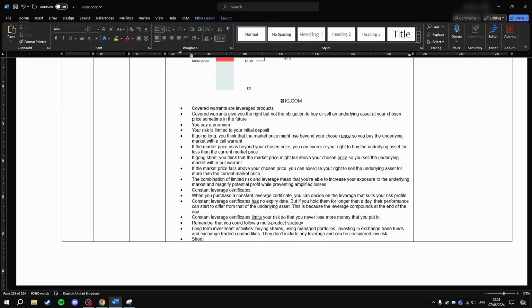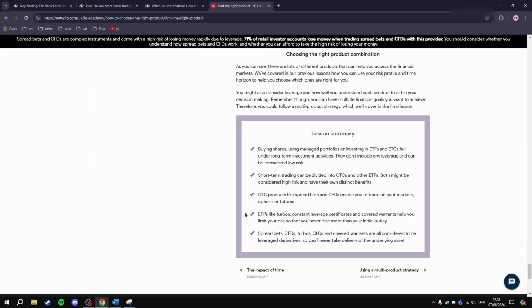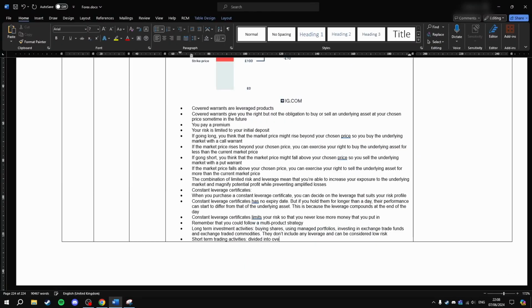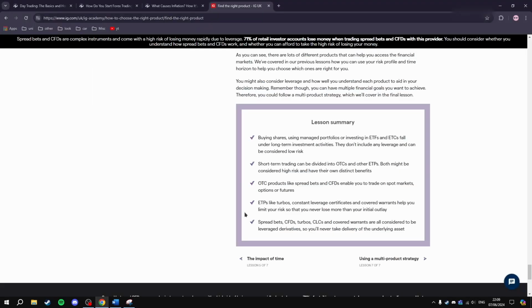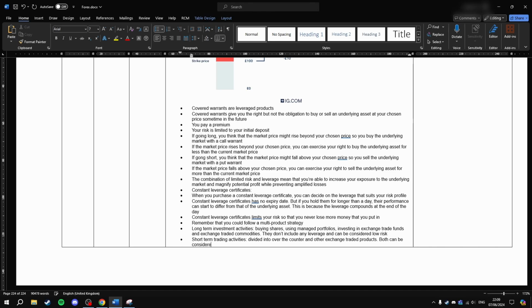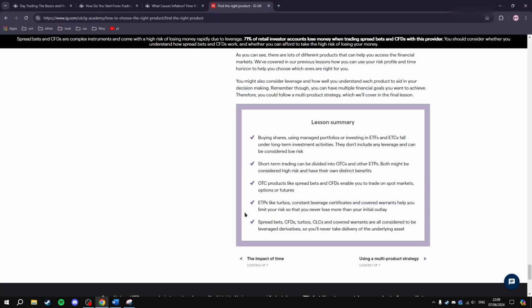Short-term trading activities can be divided into over-the-counter and other exchange-traded products. Both might be considered high risk and have their own distinct benefits. Both can be considered high risk and can have their own distinct benefits.